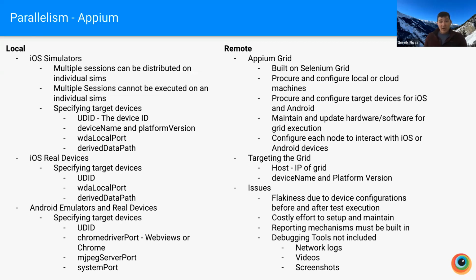So if I run a test on my device and I set up test data, I use Derek Ross's name, I use Derek Ross's credit card, and then I go back to try to rerun, a lot of that data gets left behind. So my device state is not the same as when I ran the last test. And so I get false failures, false positives. I get flakiness in my test due to the way these devices are configured. It's a costly effort to set up and maintain.